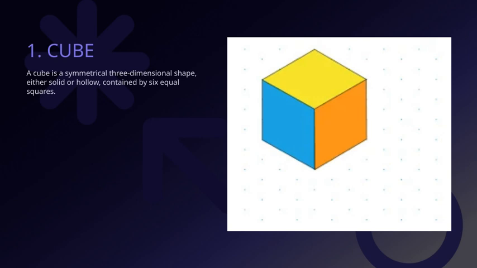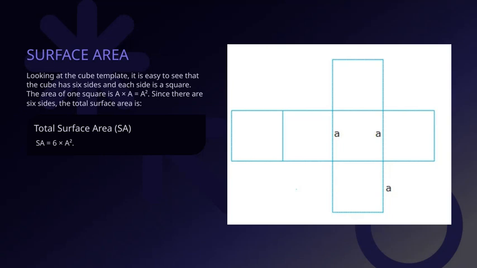Understanding the properties of a cube helps us see how basic shapes come together to form more complex structures, which ties back to our overall theme of exploring geometric forms and their applications. Let's take a closer look at the surface area of a cube.